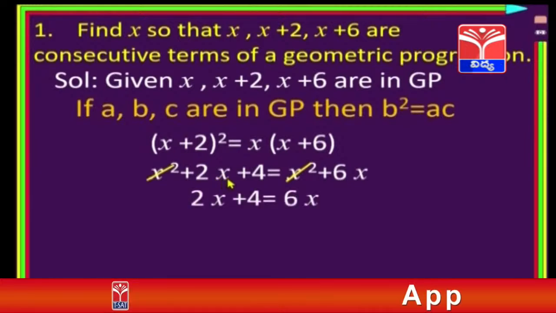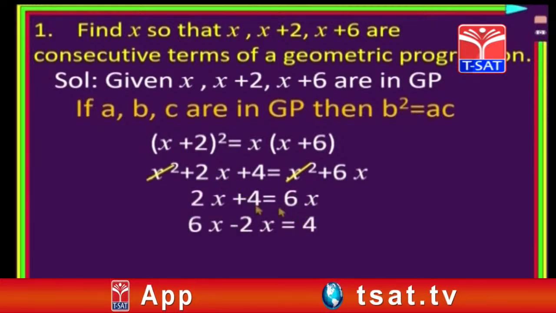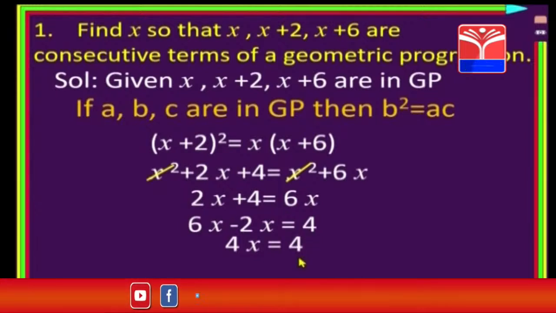We will get 2x plus 4 is equal to 6x, and bring 2x to the right hand side, we will get 6x minus 2x is equal to 4. Finally 4x is equal to 4, the 4 gets cancelled, and x is equal to 1.